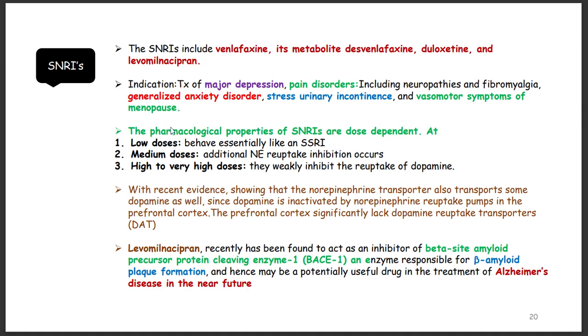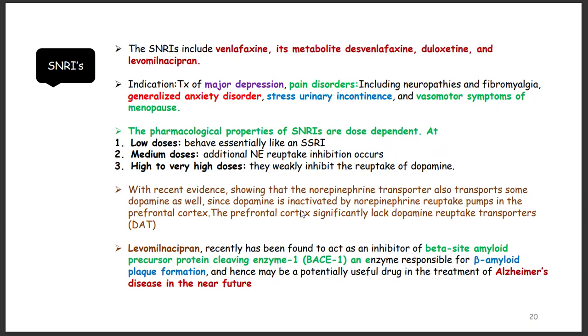But then the way they work, they depend on the dose. Like at low dose, they work as selective serotonin reuptake inhibitors. But these are serotonin-norepinephrine reuptake inhibitors. At low doses, they only work on serotonin alone. Medium dose, they also include norepinephrine. And then at high dose, they also prevent the reuptake of dopamine.